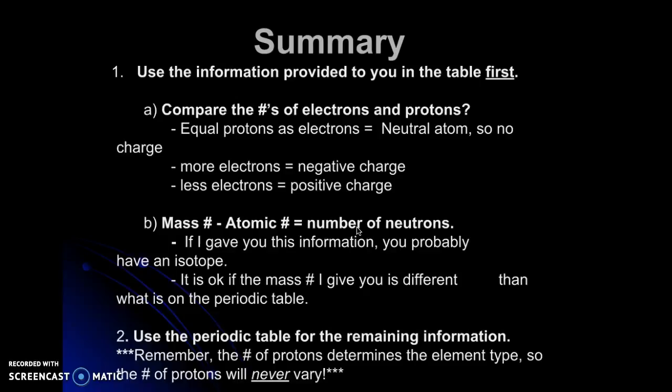Now, after you use all the information provided, you may still find that you can't determine some of the particles. That's when you should get your periodic table out for the remaining information. The number of protons determines the element type, so the number of protons will never vary. Isotopes are a result of more or less neutrons, and ions are a result of more or less electrons.